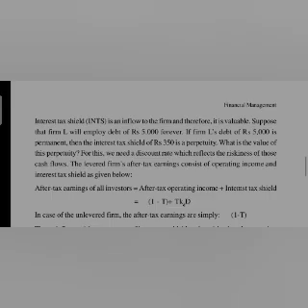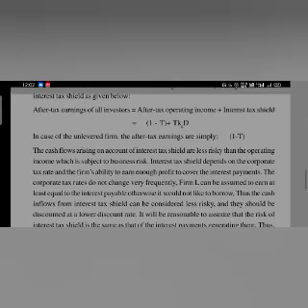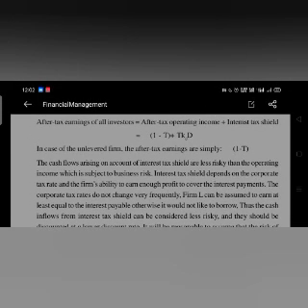The levered firm's after-tax earnings consist of operating income and interest tax shield, as given below. After-tax earnings of all investors is equal to after-tax corporate operating income plus interest tax shield, which is equal to X(1 minus T) plus T kd D.